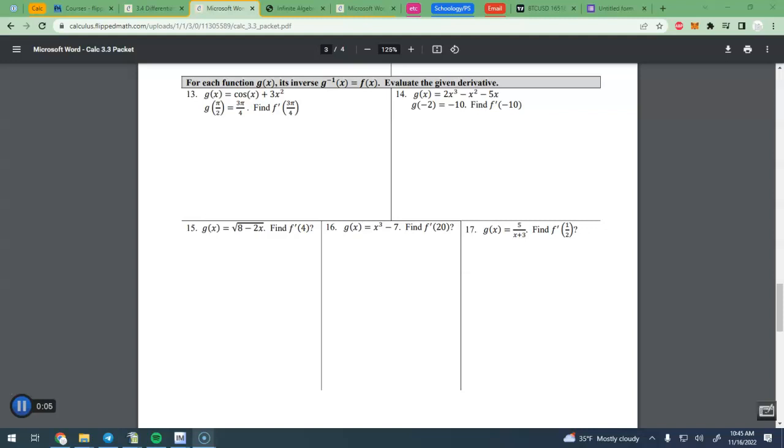So 15, 16, and 17, if you're looking at those, I don't know where you are yet. Those have like 2 side quests.